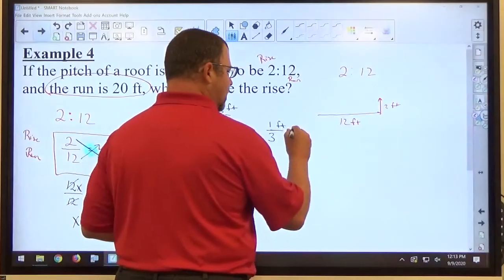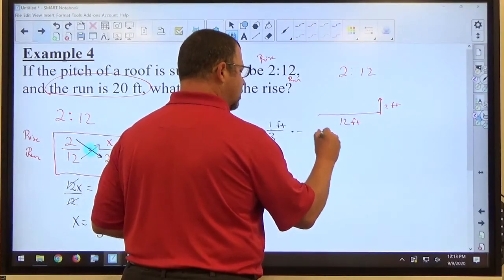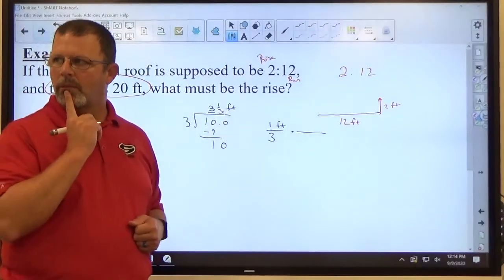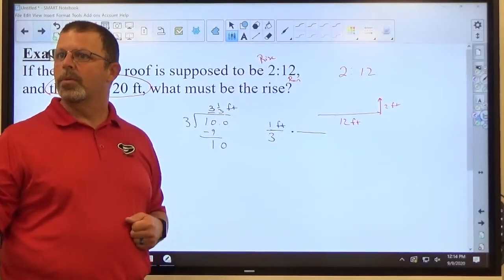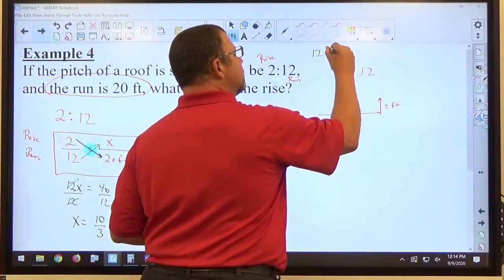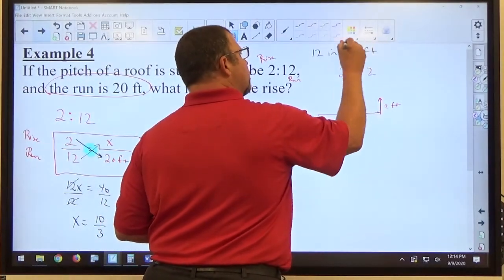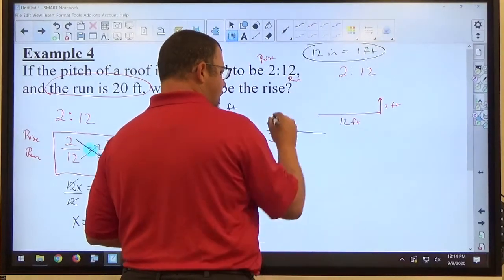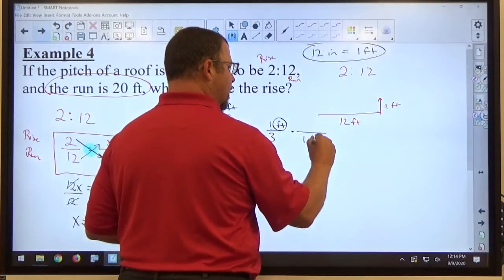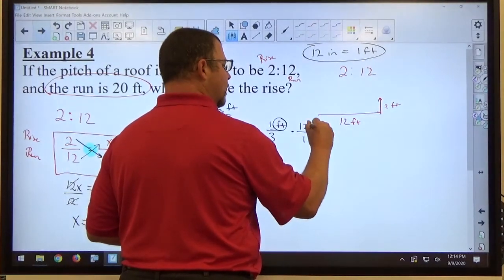And I want to change this into inches. What's the fact about feet and inches that we know? How many feet equal how many inches? 12. 12 what? Inches. 12 inches equals 1 foot. Right? So 12 inches equals 1 foot. There's my fact about the two units. I've got the unit of foot living in the numerator. I want it to go away, so I'm going to put 1 foot in the denominator. I'm going to put 12 inches in the numerator.